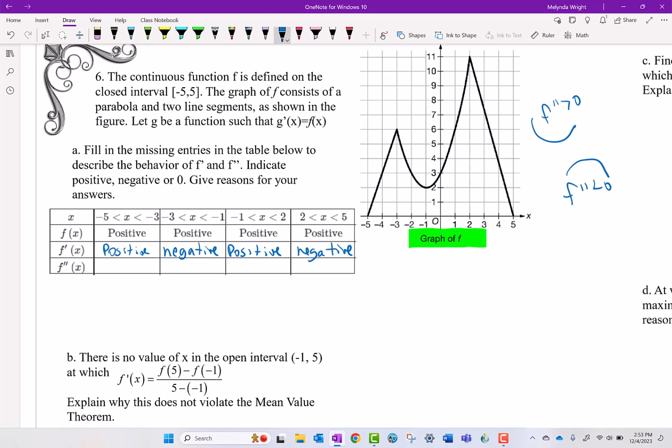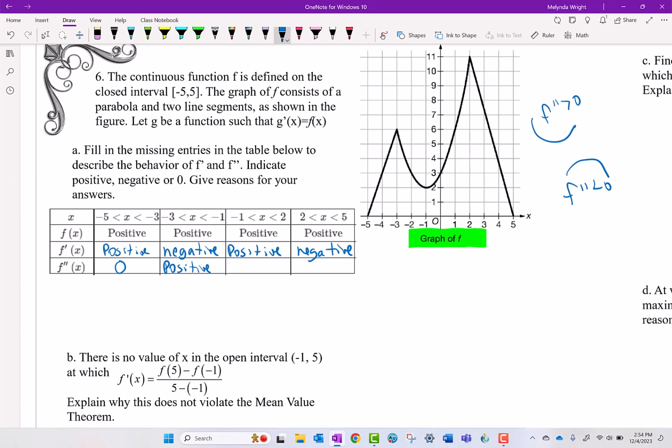All right, so from -5 to -3, there is no curvature. And I remember we talked about that. Straight lines have no concavity. So that means the second derivative is 0 right there. There is no concavity between -5 and -3 because it's a line. Now let's look at from -3 to -1. That is curved up, so that's concave up. So that means f double prime is positive.